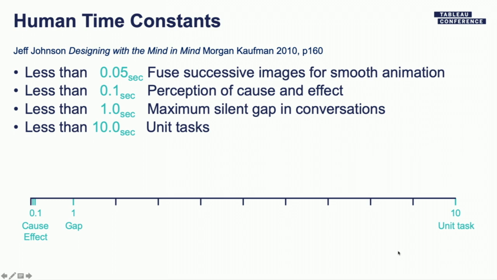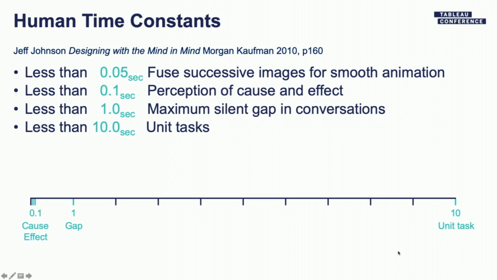Here's an interesting one. 1 second is the average maximum silent gap in a conversation. In other words, if I'm having a conversation with you, we will get uncomfortable if there's more than about a second gap. And so, yeah, it's really interesting. And then there's 10 seconds as a unit task. And so that's where the complexity comes in.